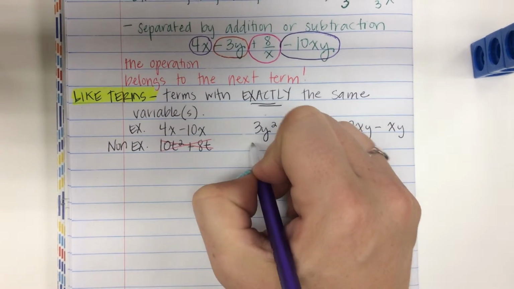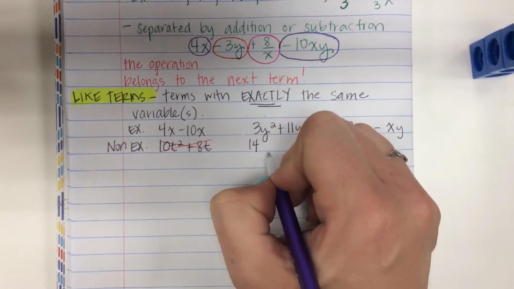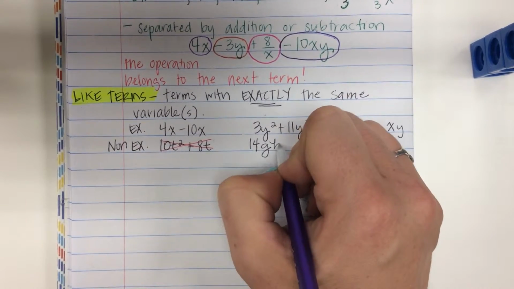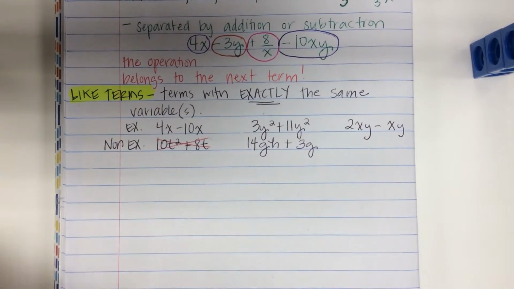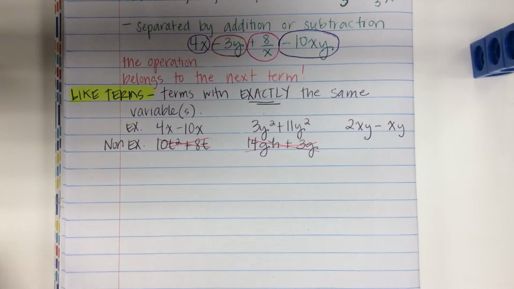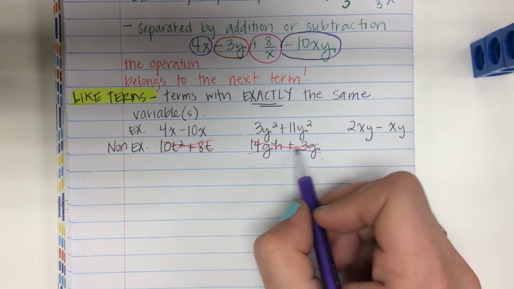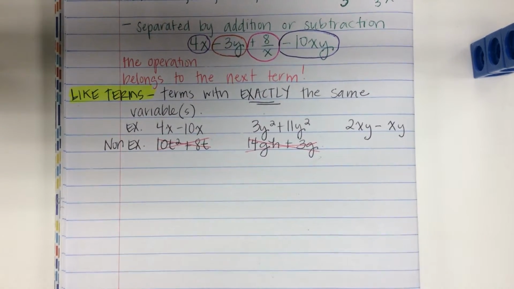Another one that confuses us is 14gh plus 3g. Those are not like terms. Why not? Keegan? Yeah, there's no h variable over here. I understand the g's are the same, but you have to have exactly the same, so they cannot be combined.